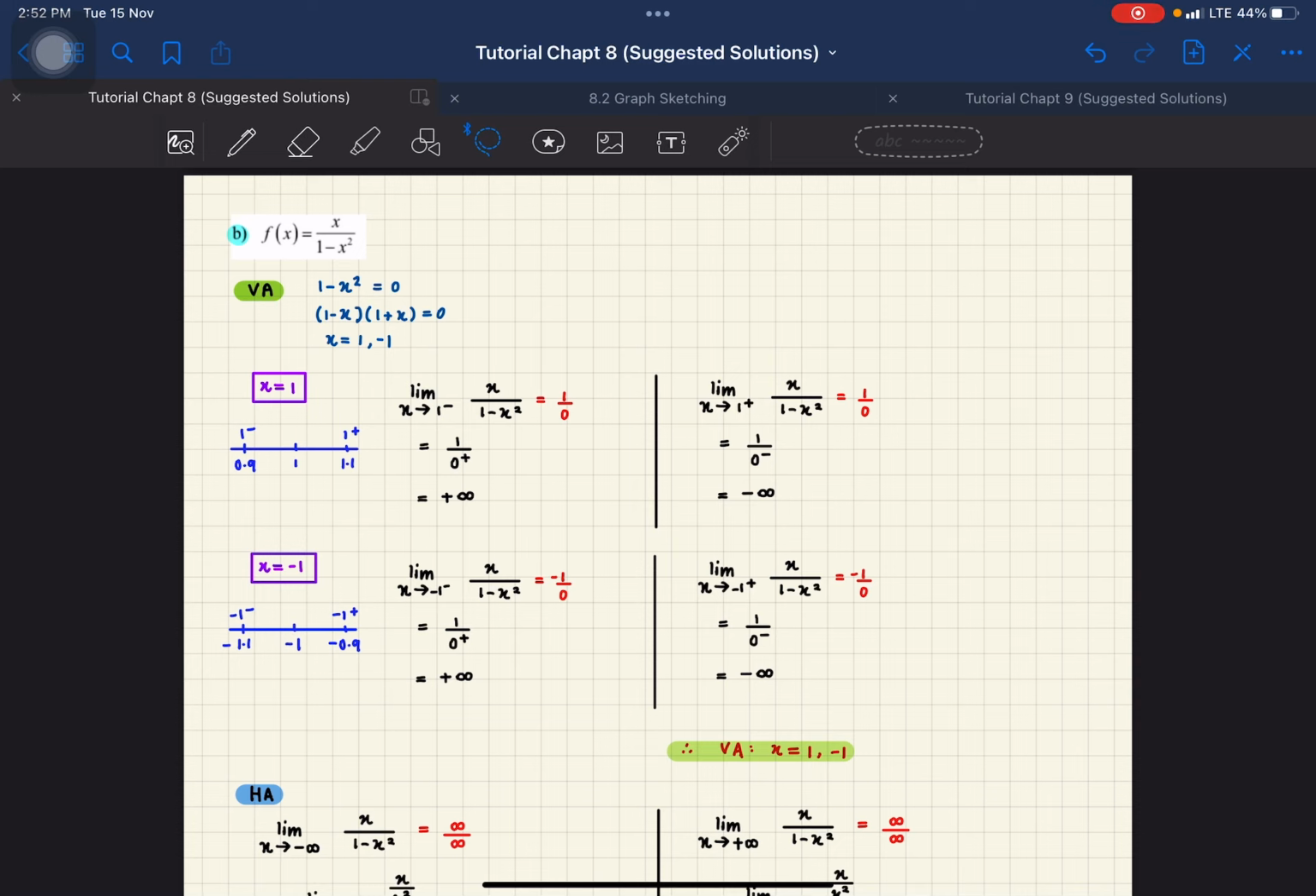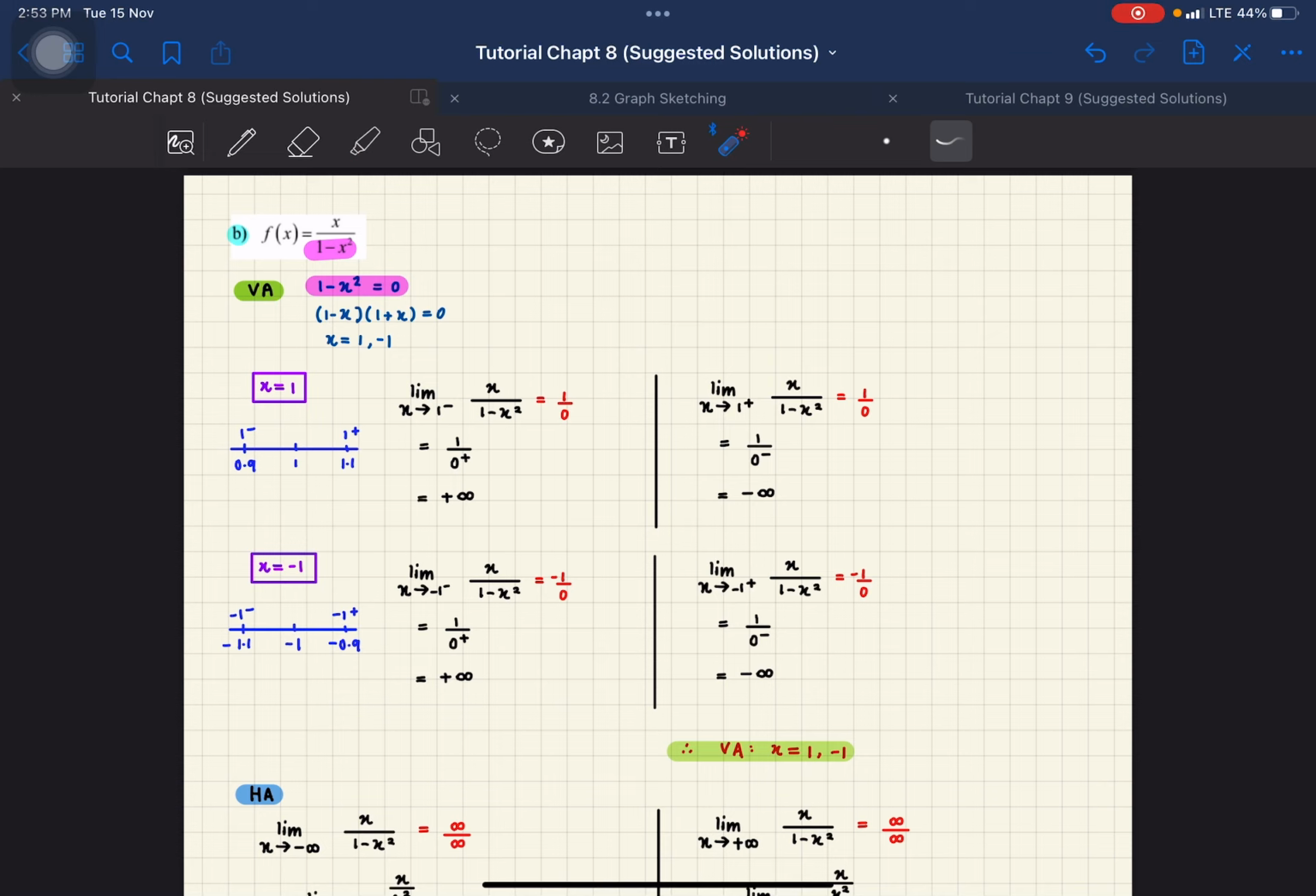So as usual, how to find the VA, you just take the denominator and then you make it equal to 0. Okay, so you will get two value. The first one is x equals to 1 and the second one is x equals to -1. Okay, so apa yang kita nak buat sekarang bila dah ada dua nilai? So kita akan tengoklah dua-dua ni betul tak dia adalah vertical asymptote.